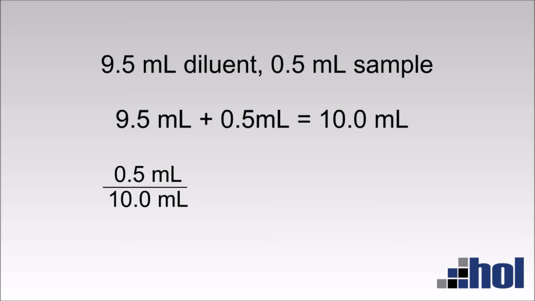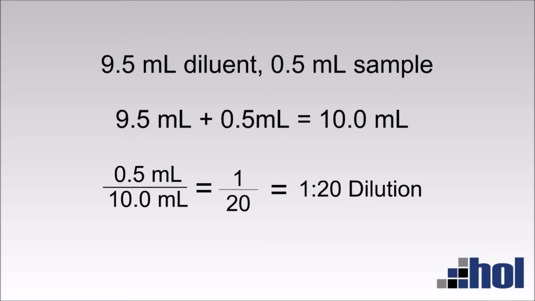Determine the ratio of the first series dilution by dividing the sample volume by the total volume and expressing in ratio form. Record this amount in data table 1 as the first series dilution for dilution 1.